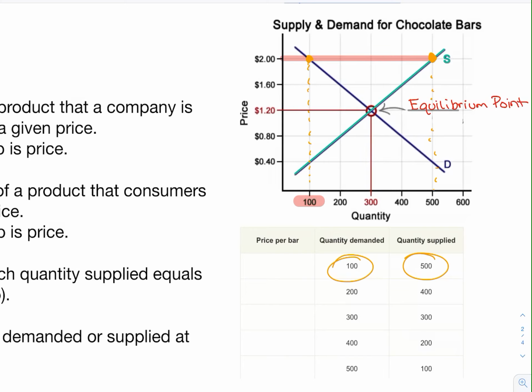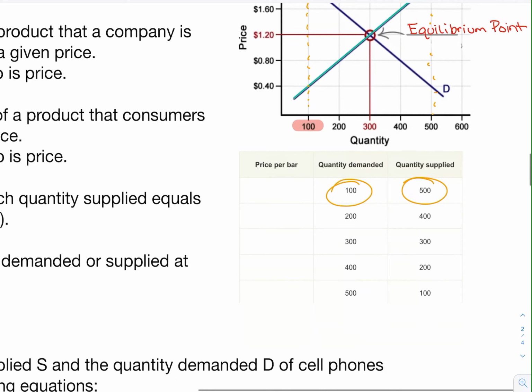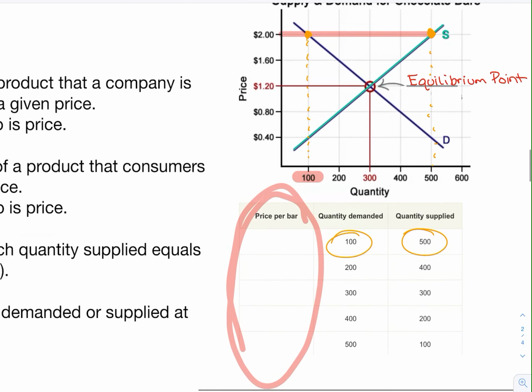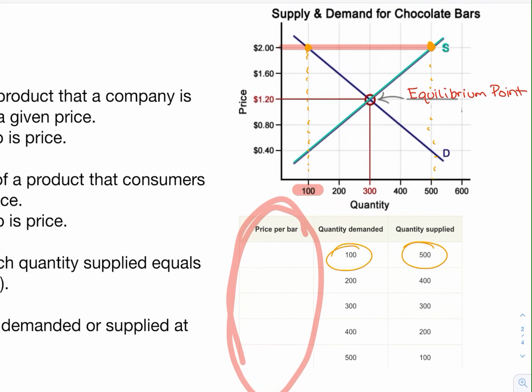That's actually how people determine how much to sell a product for. So in this case, and by the way, the supply and demand is not the same for every single item. So in this case, when the consumer wants 100 chocolate bars and the supplier is making 500 chocolate bars, then the price will be $2. Press pause now and see if you can fill out this part of the table by looking at this graph.